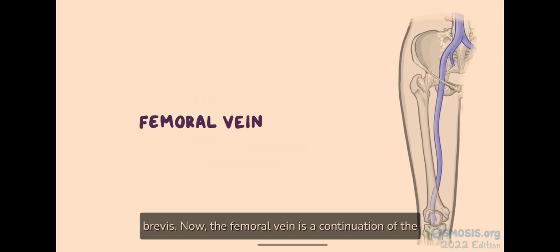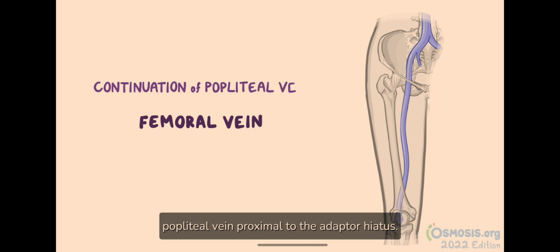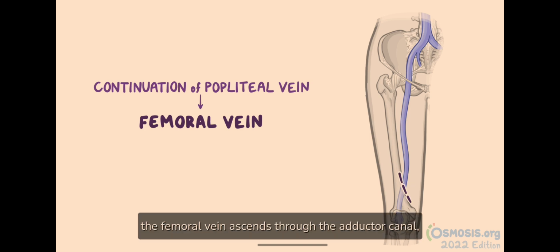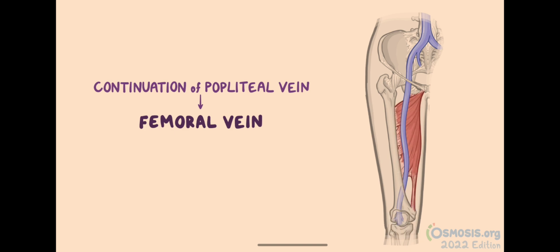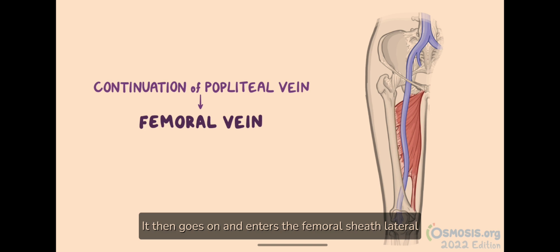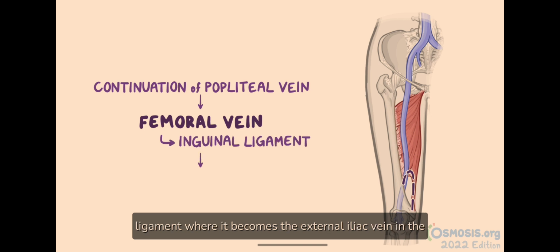Now, the femoral vein is a continuation of the popliteal vein proximal to the adductor hiatus. So from its origin at the adductor hiatus, the femoral vein ascends through the adductor canal, mostly posterior to the femoral artery. It then goes on and enters the femoral sheath lateral to the femoral canal and ends posterior to the inguinal ligament, where it becomes the external iliac vein.